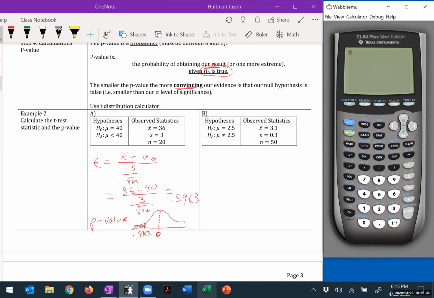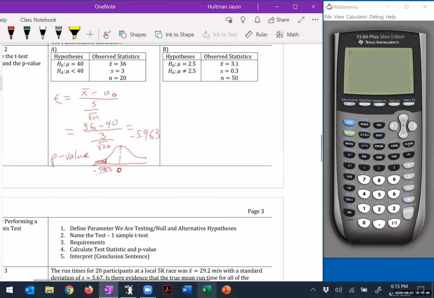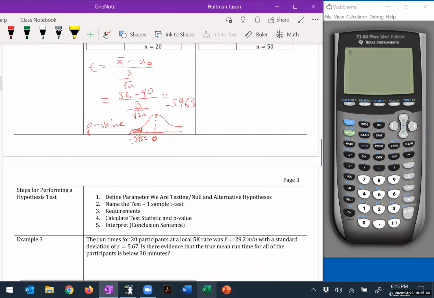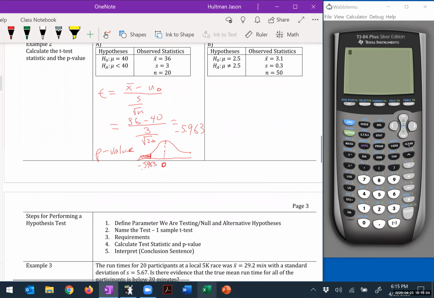In order to do this, I have to use the tcdf. With a t distribution, you have to take into account your degrees of freedom. So with n equaling 20, my degrees of freedom is going to be 19.